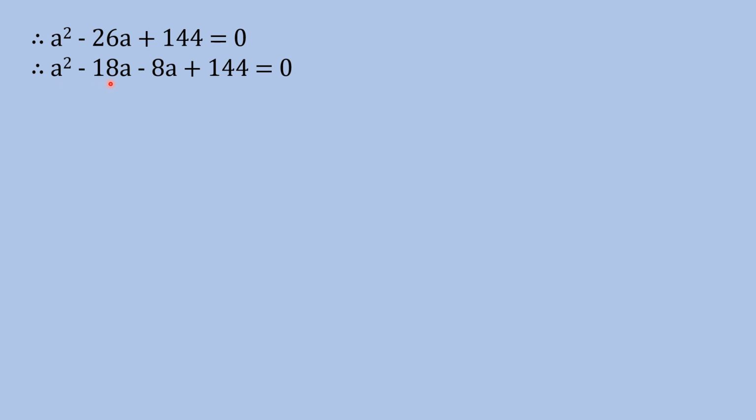So from the first two terms, what do you get common, students? A is common. So we'll write A in a bracket and place the remaining terms. That is, from the first term A is remaining, minus, and from the second 18. So we'll get in the bracket A minus 18.